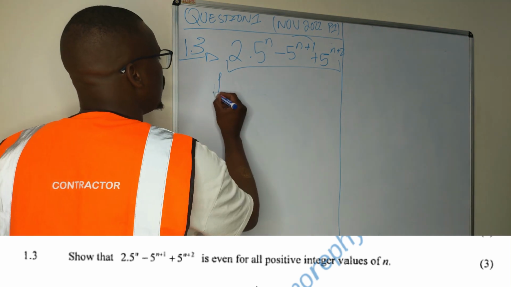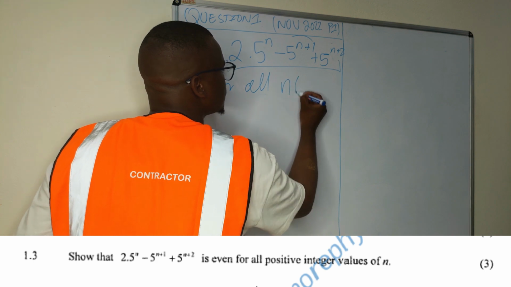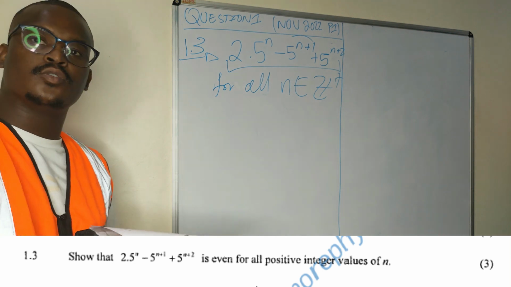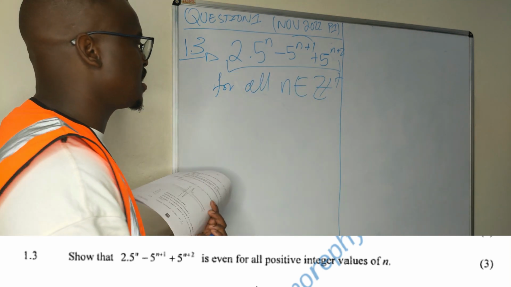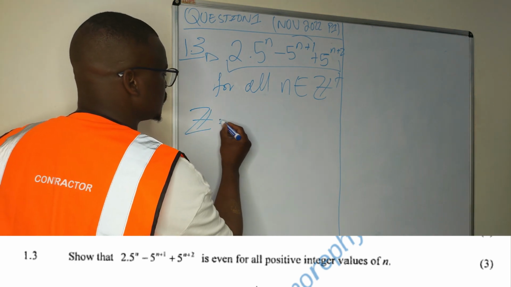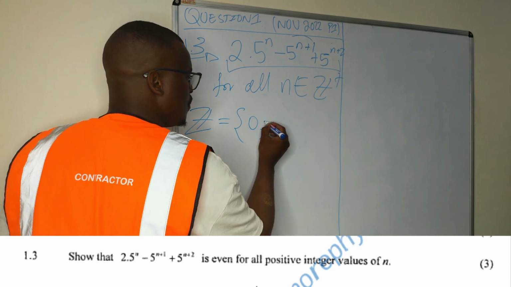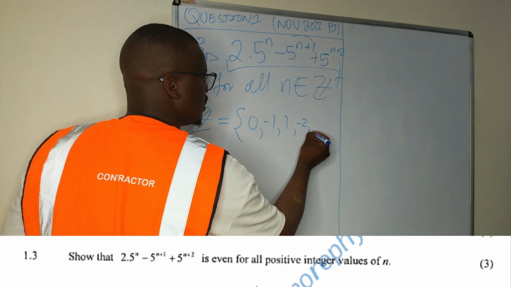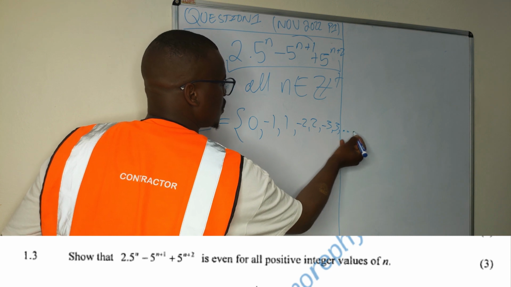So for all positive integers of n. That's what they want us to do. For all n is a positive integer. You know what integers are, right? Integers are these numbers here: 0, minus 1 and 1, minus 2 and 2, minus 3 and 3, and so on.